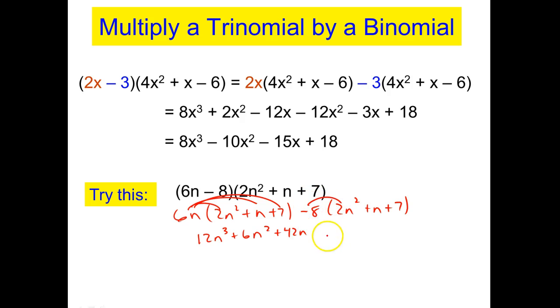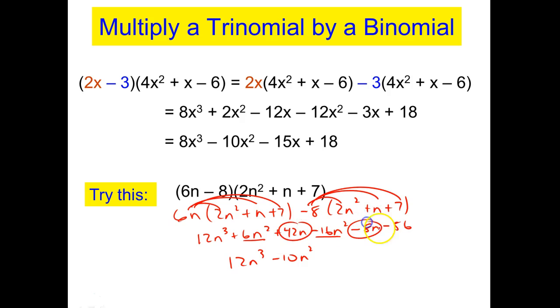In the back, I have negative 8 times 2n squared, so that's negative 16n squared. Negative 8 times n is negative 8n. Negative 8 times 7 is negative 56. So I have 12n cubed. I have 6n squared and negative 16n squared is going to be negative 10n squared, excuse me. I have 42n's, and I have negative 8n's that combine to 34n's, and then that negative 56 doesn't have anything to combine with, so there we go.